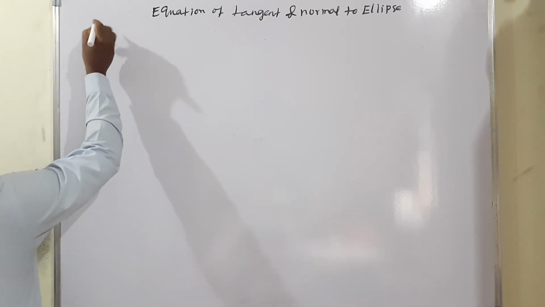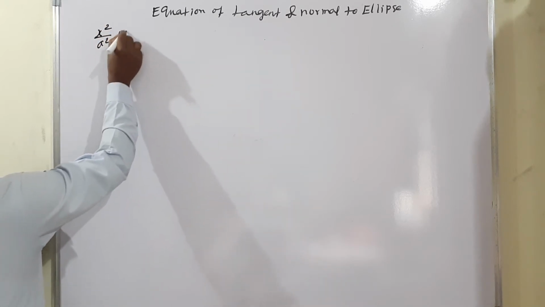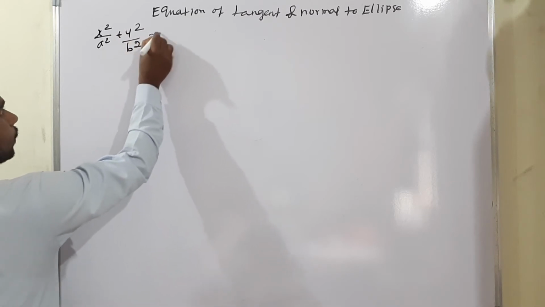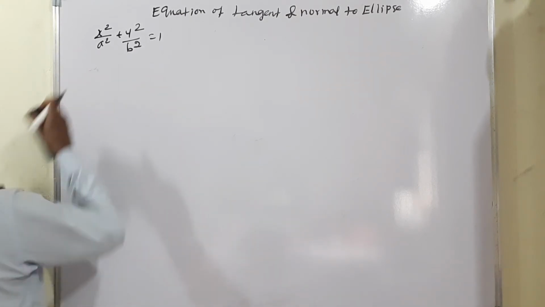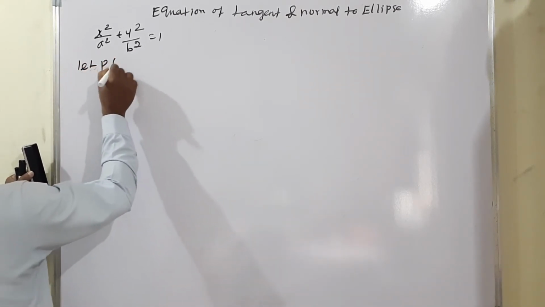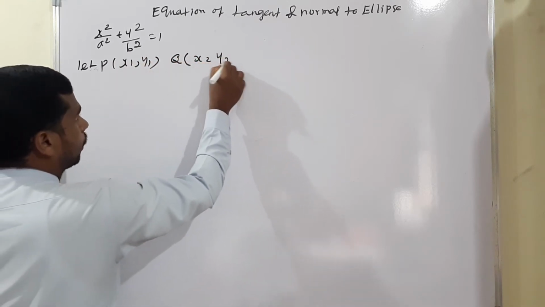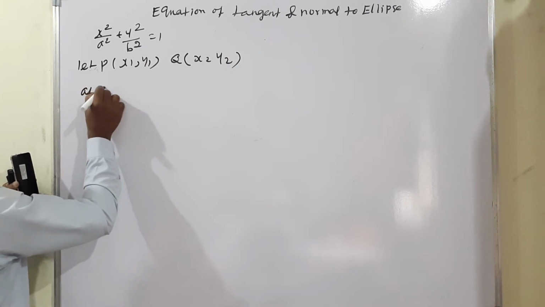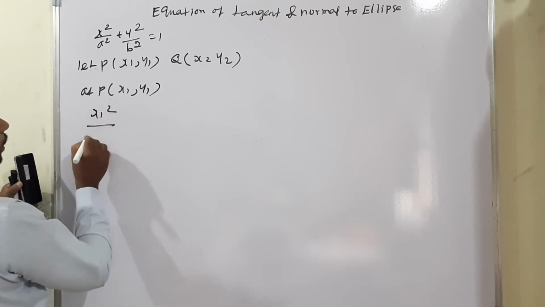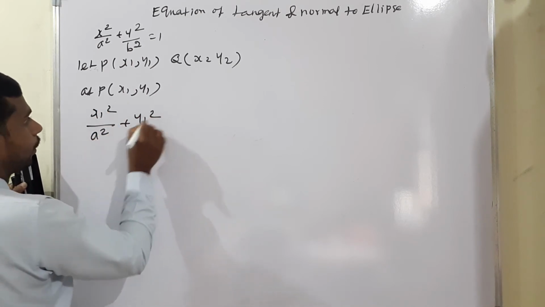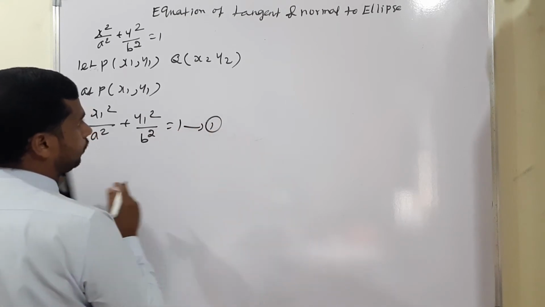First the basic form, equation of ellipse: x square by a square plus y square by b square is equal to 1. So let point P be x1 comma y1, then point Q be x2 comma y2. So at P, x1 comma y1, what will happen? x1 square divided by a square plus y1 square divided by b square is equal to 1. This is considered equation number 1.